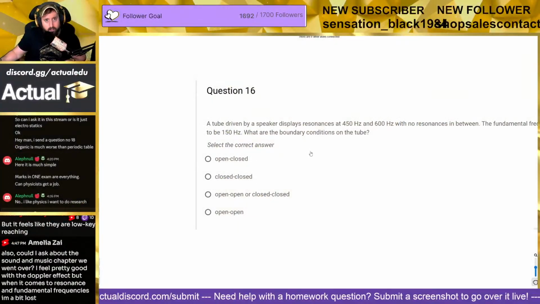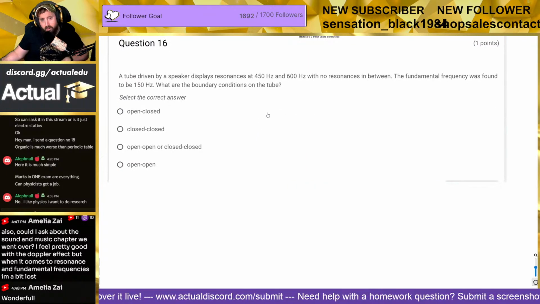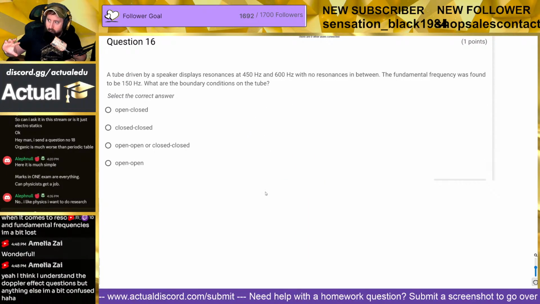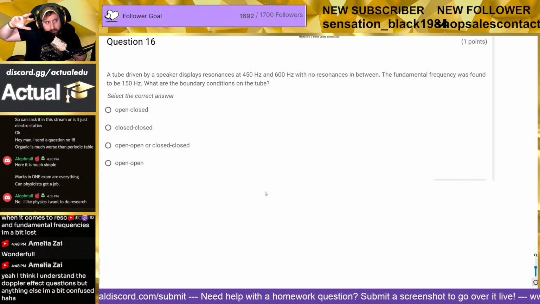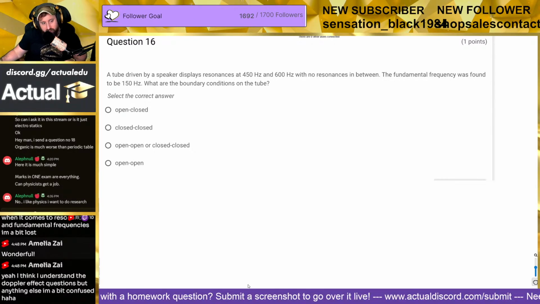Okay. So let's see. Mistral asks this. Says, okay, a tube driven by speaker displays resonances at 450, 600 hertz, and no resonances in between. The fundamental frequency was found to be 150. What are the boundary conditions on the tube? Cool. So that has to do with what the resonances are, like what type of multiples they are. And yeah, I get it. This is the sound and music stuff.